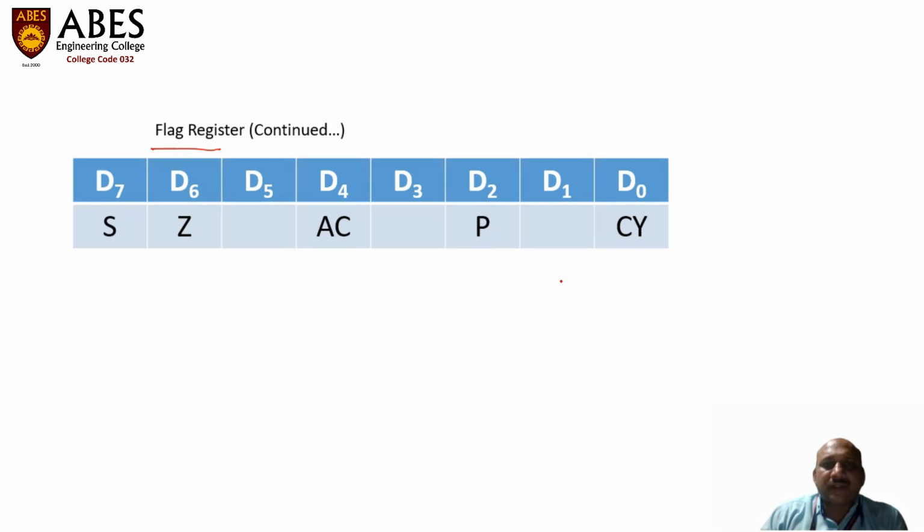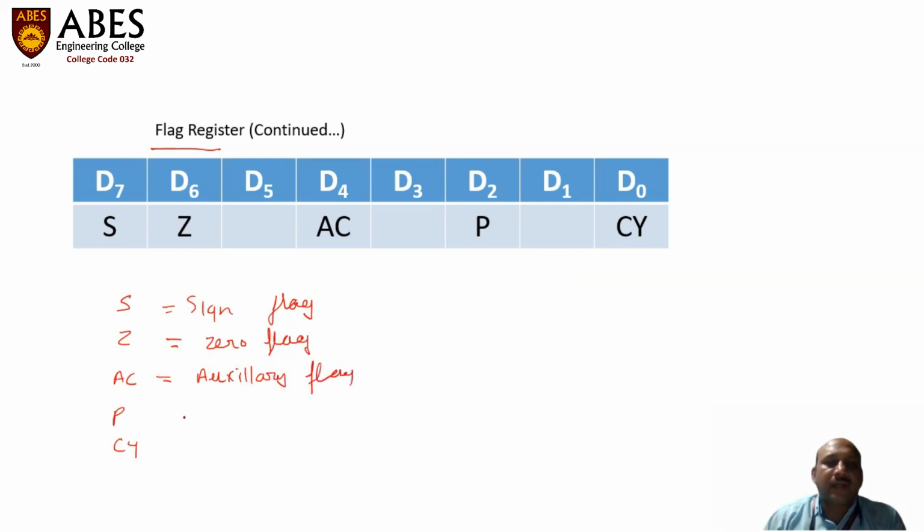So in the 8085 microprocessor, we have five flag bits, and these five flag bits are called S bit, Z bit, AC, P, and CY. S bit is also called the sign flag, Z is called the zero flag, AC is called the auxiliary carry flag, P is called the parity flag, and CY is called the carry flag.